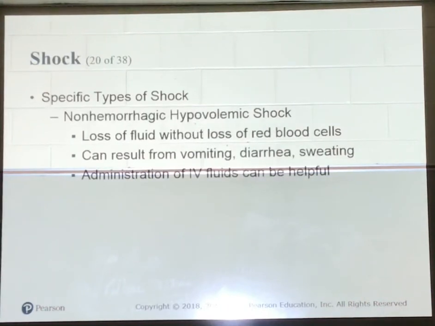All right. Non-hemorrhagic hypovolemic shock is caused by the shift of fluid out of the intravascular space. It goes into the lungs. It goes into the tissues. Where it's supposed to be in the vessel, it is outside the vessel. It is somewhere it is not supposed to be. Okay?